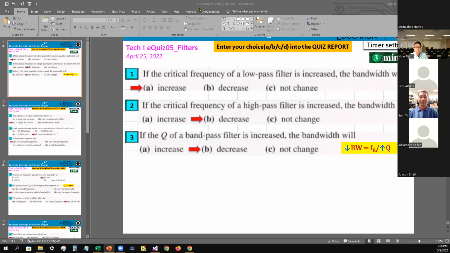Yeah, Nicholas, you can unmute yourself. You can unmute. Yeah, go ahead, Alex. Alexander. I still don't get that zero frequency.